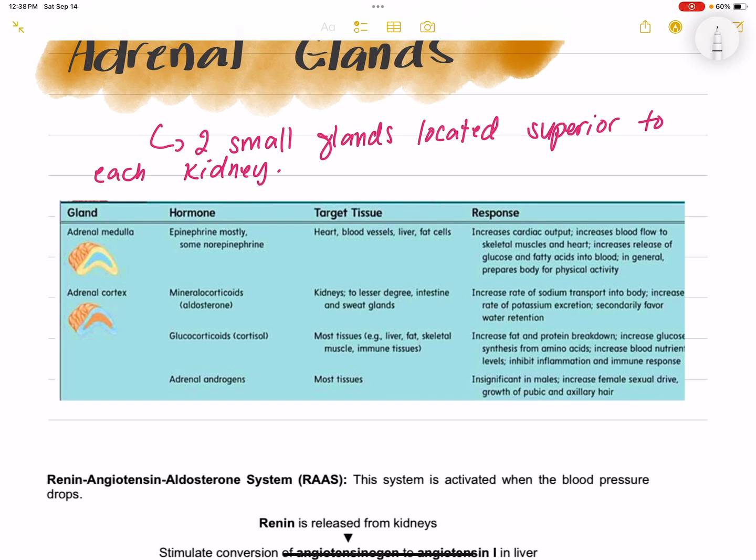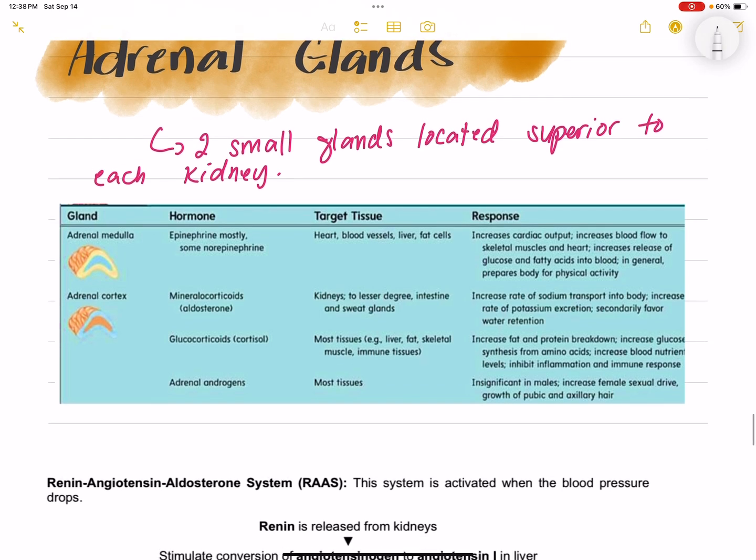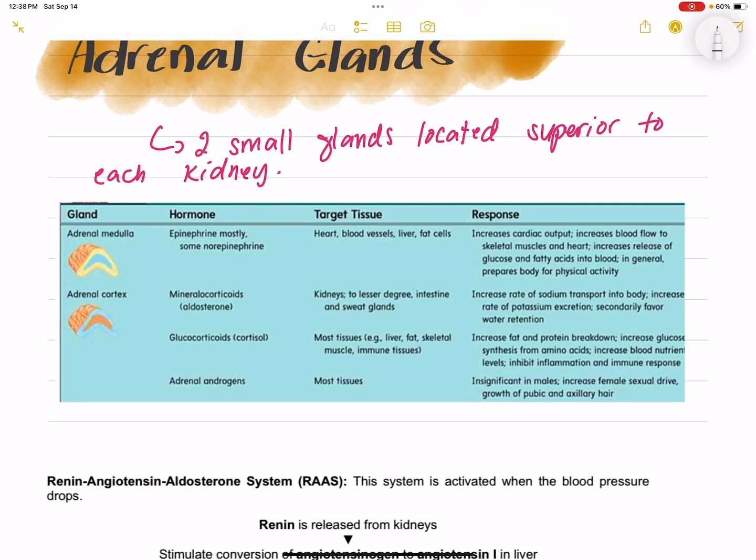Then the adrenal cortex. The hormones it secretes are the mineralocorticoids, or aldosterone, okay? And the glucocorticoids, or cortisol, and the adrenal androgens.